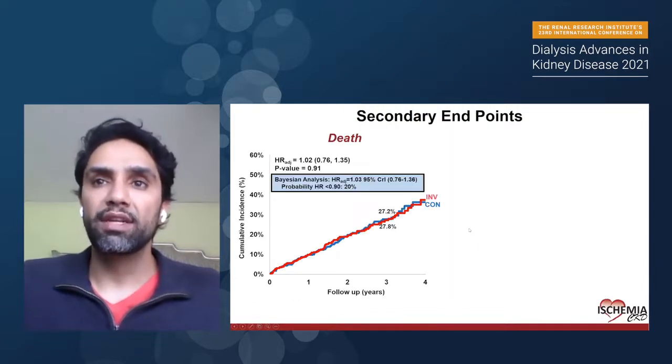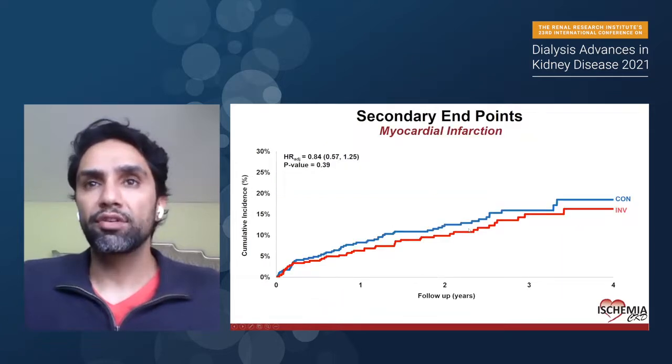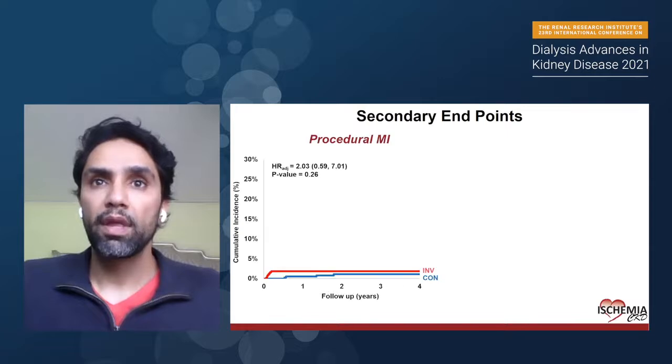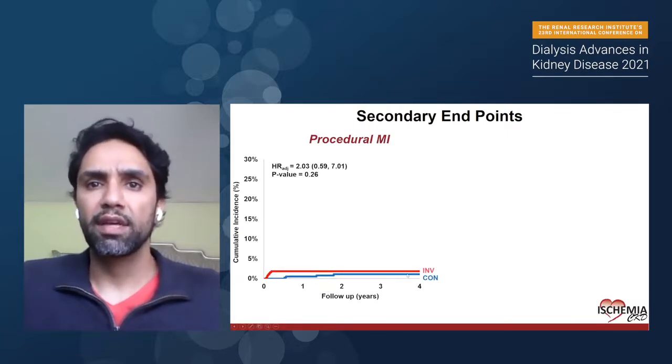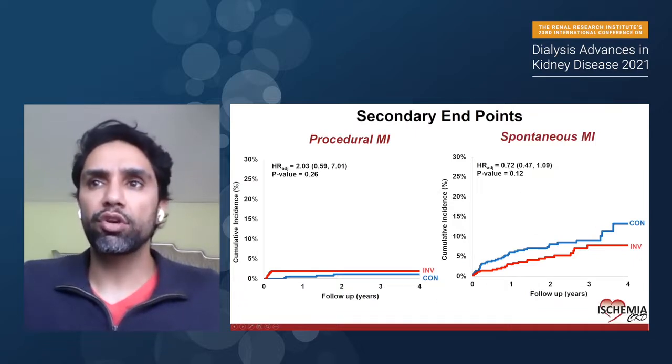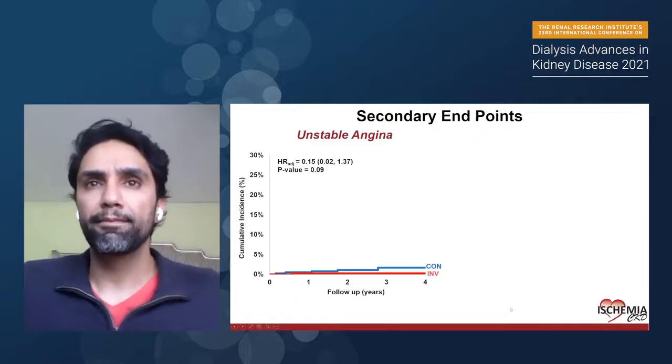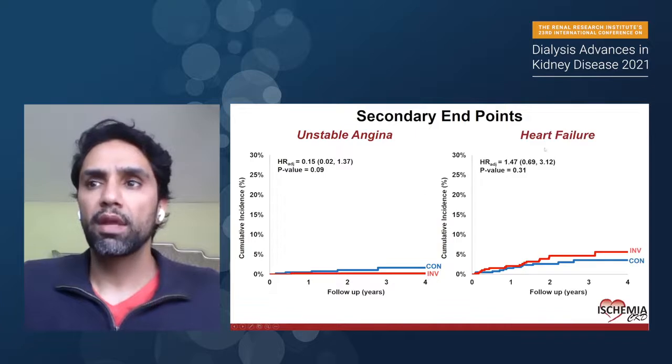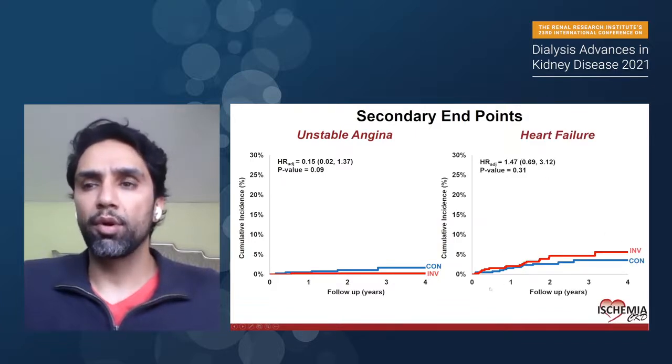Other secondary endpoints, death alone, not different. Cardiovascular death, not different. Myocardial infarction, not different. Procedural myocardial infarction, not different, although it's difficult to understand this because the conservative group could only get a procedural MI if they ended up later on switching over to the procedure arm. And spontaneous MI was a little interesting because now we're starting to approach some significance, and I think we should take that into account, but again, not significant. Unstable angina, again, approaching significance with a benefit for the invasive arm, and heart failure, which ended up also being non-significant.